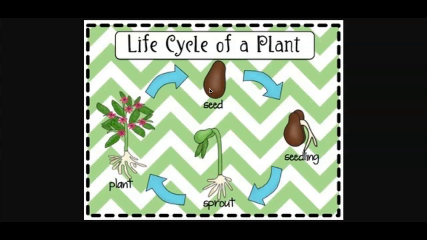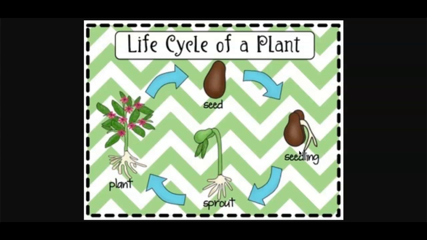Then once it starts to grow, it starts getting roots. So this little white thing right here is starting to get roots. And this is called a seedling. So it's starting to develop roots, and those roots are starting to take hold in the ground to get some more nutrients for the growing plant.